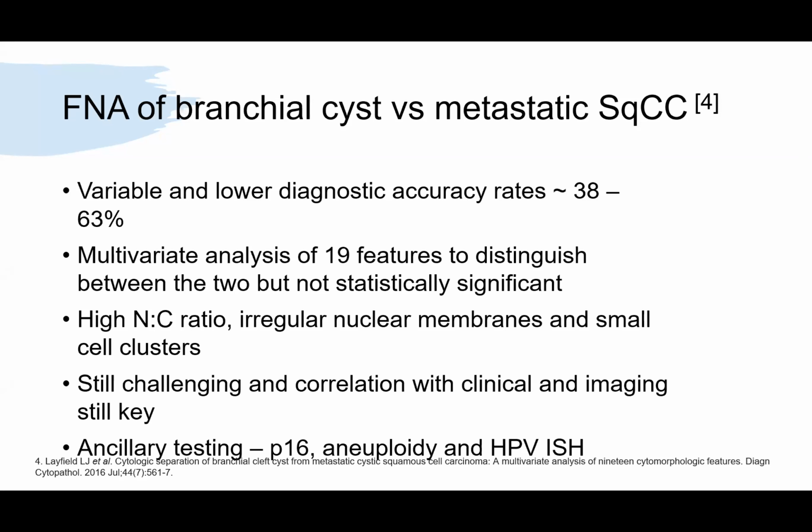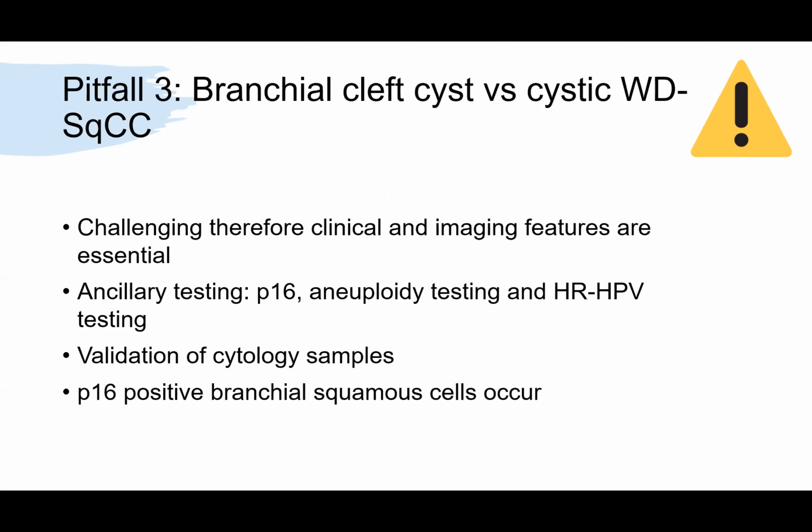Here in the paper, they alluded to ancillary testing, the use of P16, aneuploidy and HPV-ISH in the cases of the HPV-associated squamous cell carcinomas. As you know, they can present as a carcinoma of unknown primary in the neck. These may be helpful. So, as I said before, these are highly challenging and require good clinicopathological correlation.